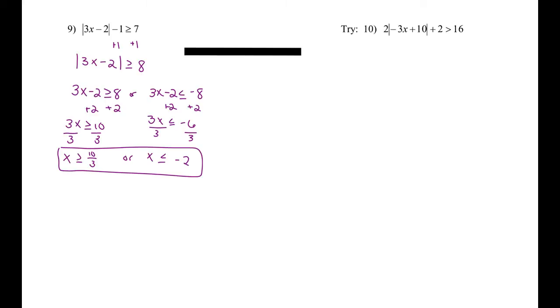Or if I solve the other equation, going through the same steps, adding 2 to both sides, and dividing by 3, I get x is less than or equal to negative 2. The last thing I need to do is put this on a number line, and I want to make sure I include the values negative 2 and 10 over 3. They're both going to be closed circles because they're less than or equal to and greater than or equal to.